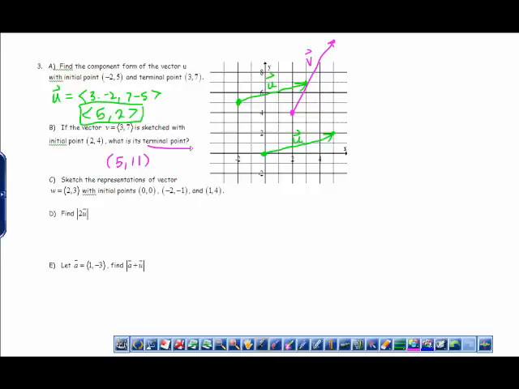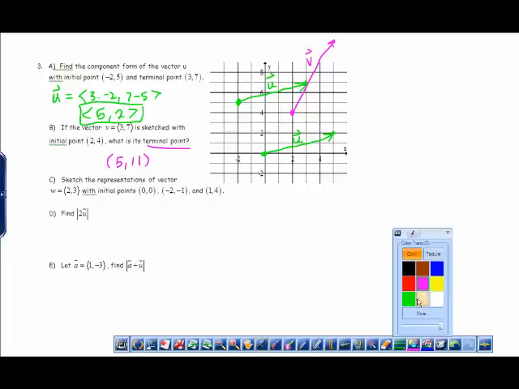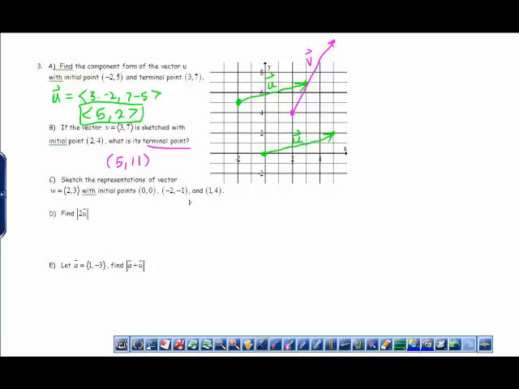Okay. Let's look at part C. Part C says sketch the representations of vector W, and then they're going to give us 3 different starting points. Now, I want you to predict what will... I'm going to draw 3 different vectors. What do you predict will be similar to all 3 and different to all 3? Okay, let's see if your prediction checks out.